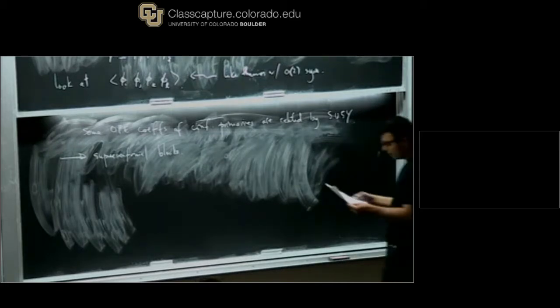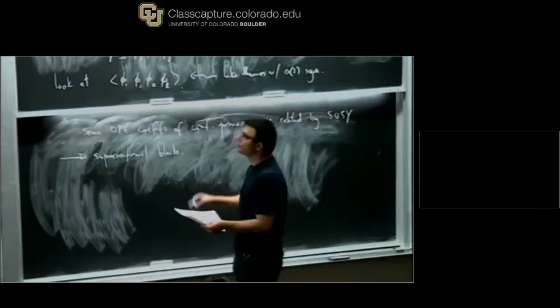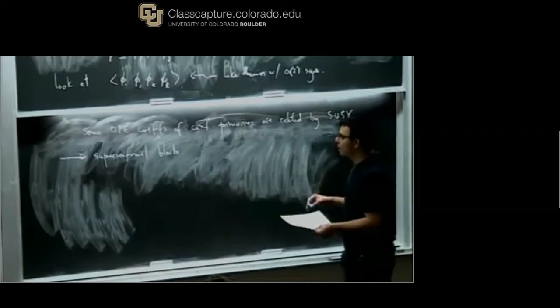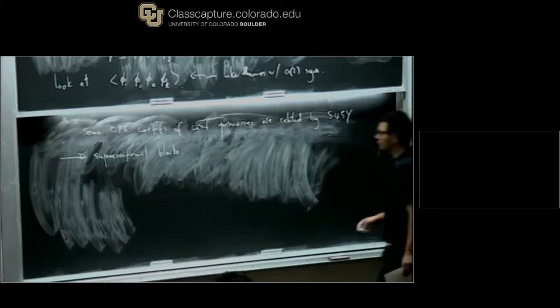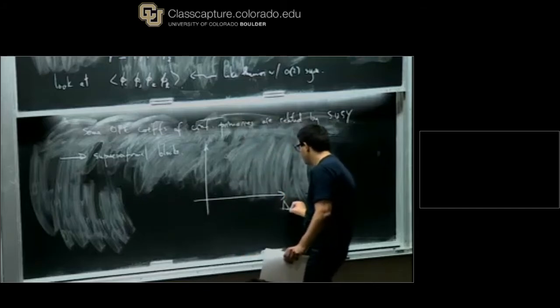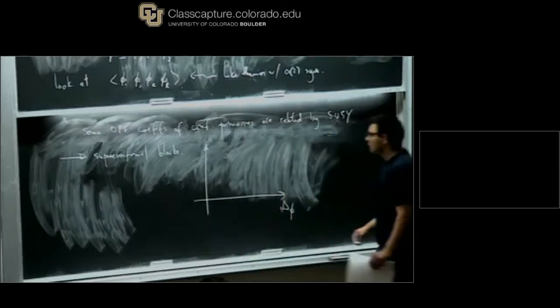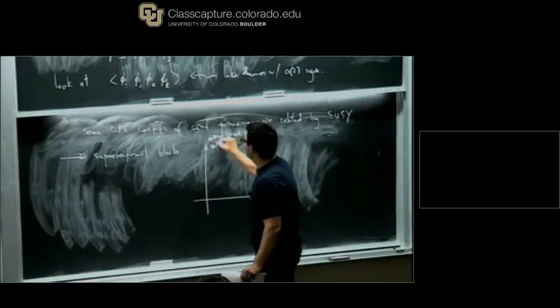But okay, this requires a lot of details. Let me just show you what happens if we try to put a bound on the lowest scalar that's a singlet under O2 as a function of delta phi. Okay, so upper bound on SO2 singlet scalar.